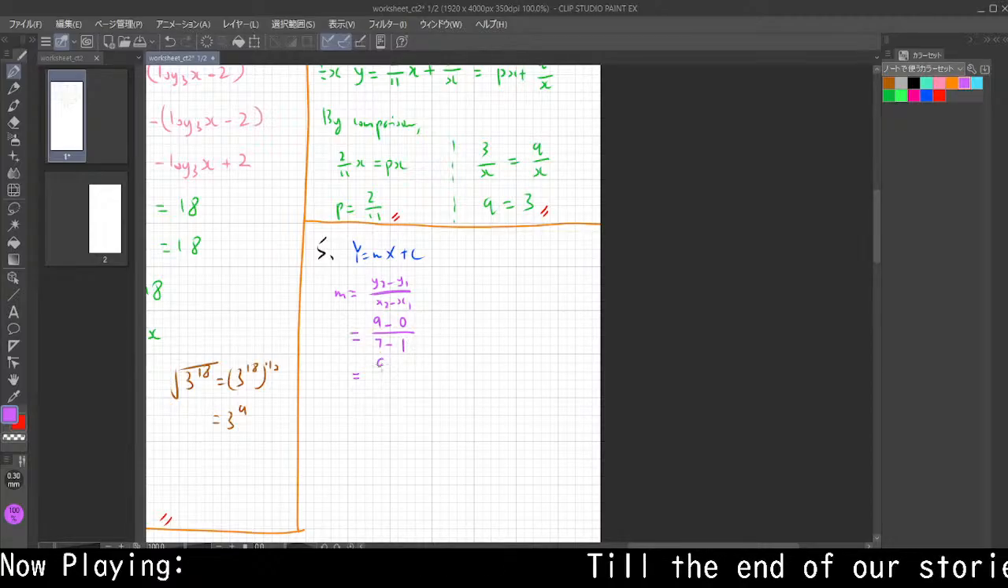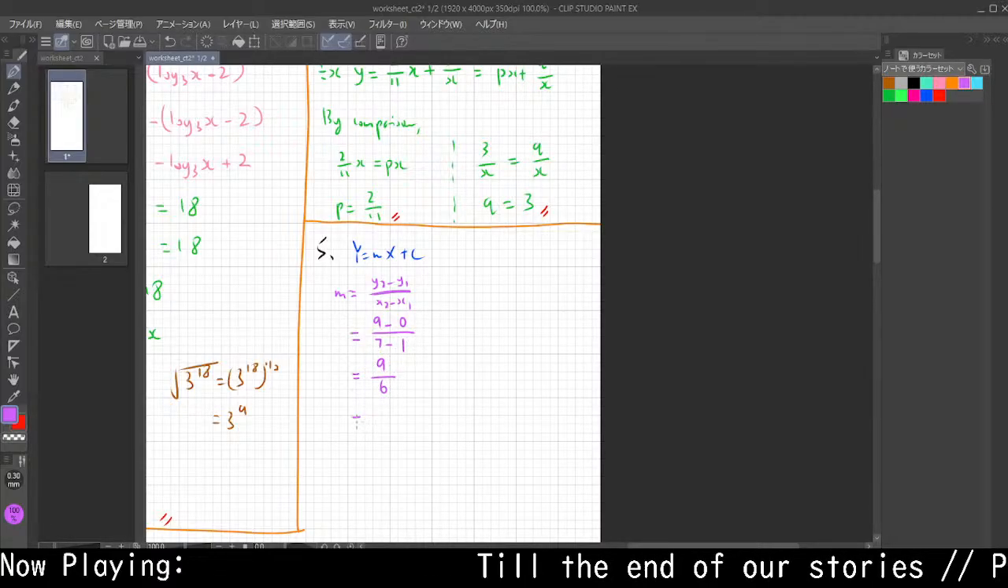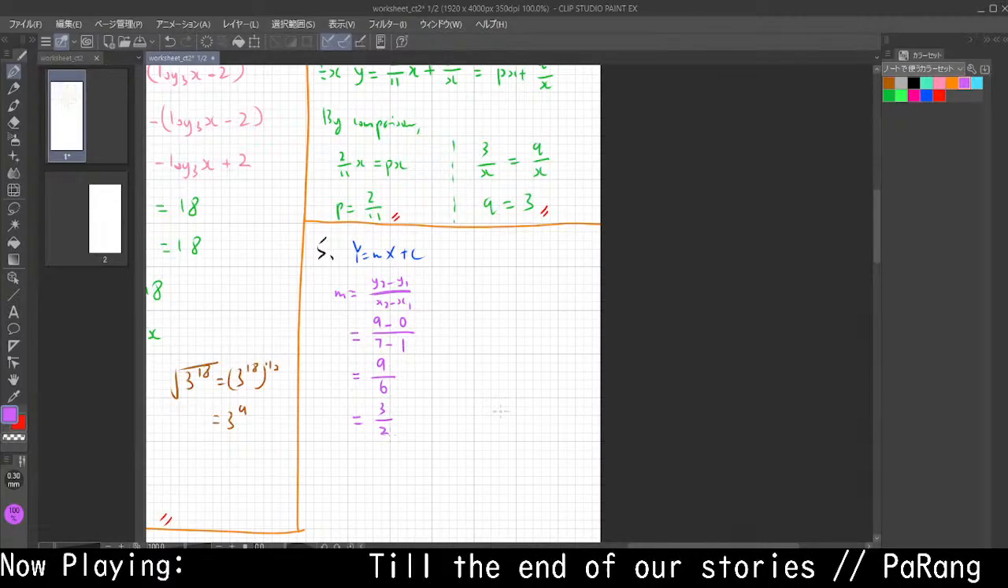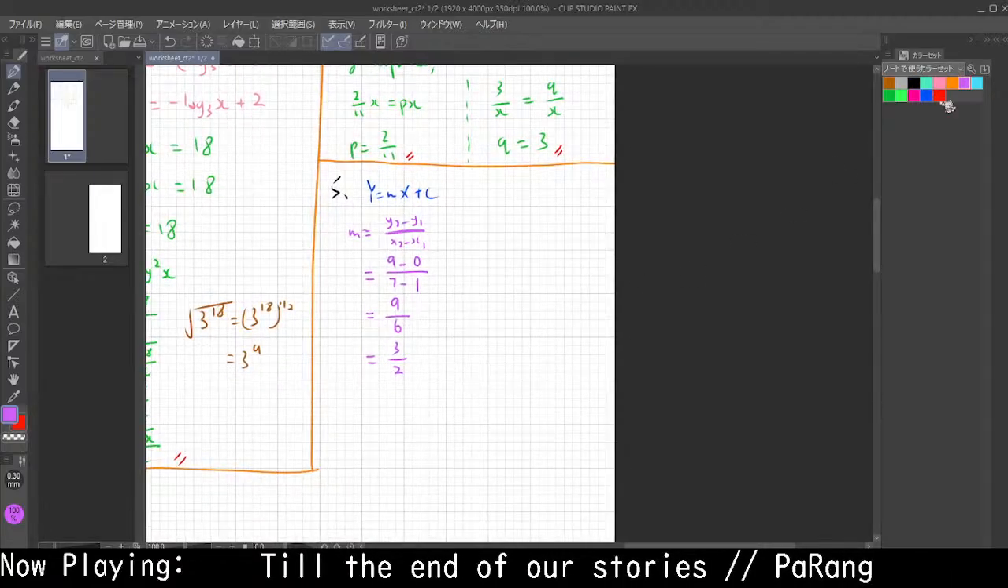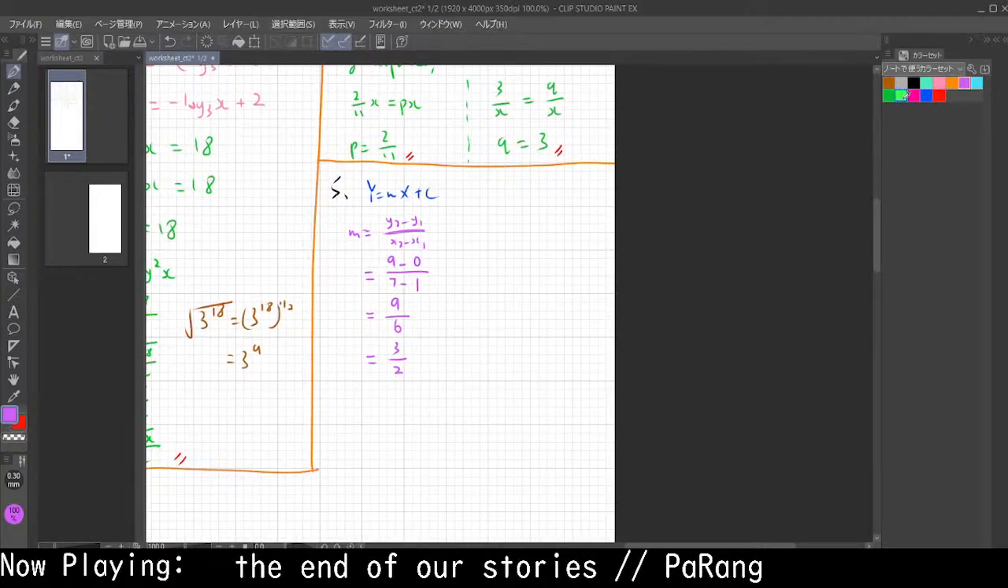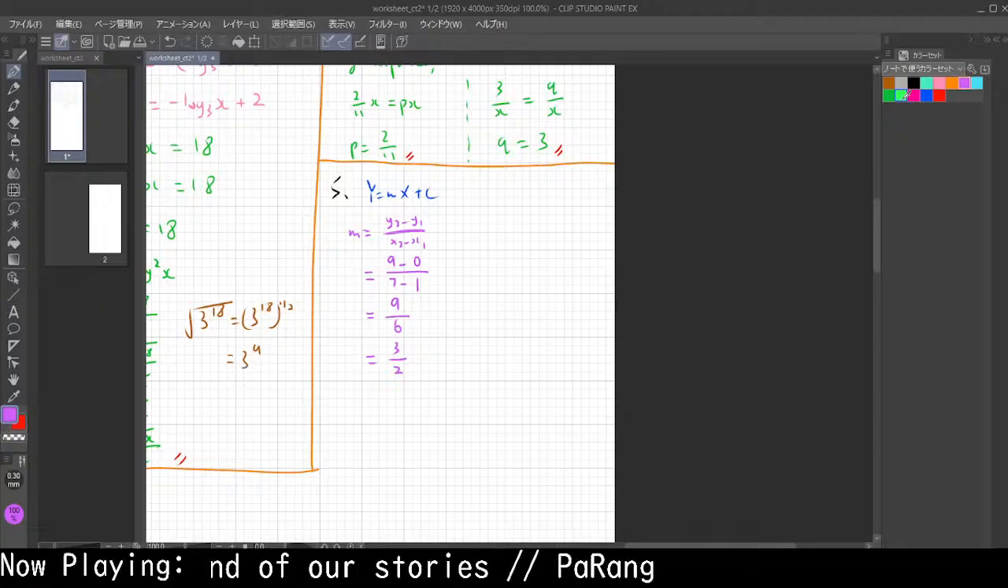So 9 minus 0 is 9, 7 minus 1 is 6, so 9 over 6, this is 3 over 2 basically. Then you want to basically do the same thing. In this case you don't have your c, so you want to find it, so I'll just use the normal method.